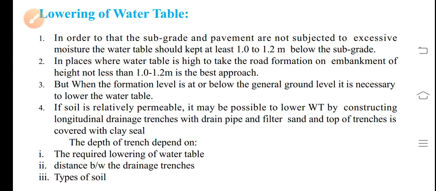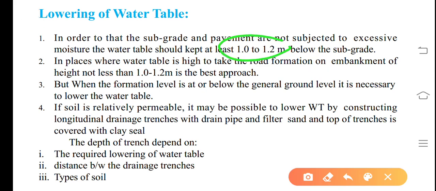Lowering of the water table, how is it possible? In order that the subgrade and pavement are not subjected to excessive moisture, the water table should be kept at least 1 to 1.2 meter below the subgrade. In places where the water table is high, taking the road formation on an embankment of height not less than 1 to 1.2 meter is the best approach.